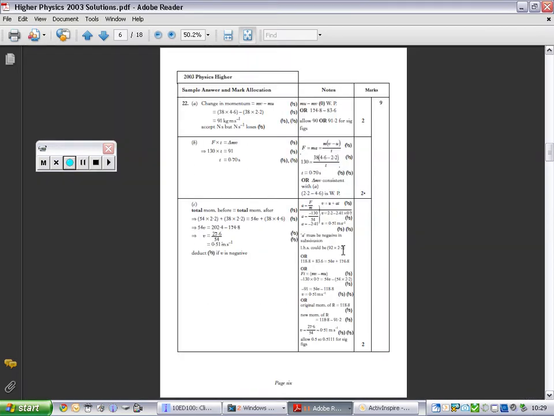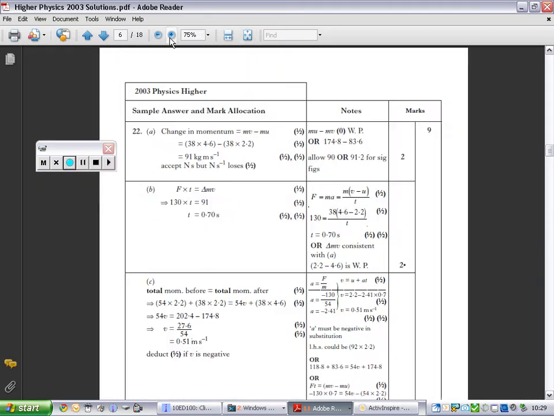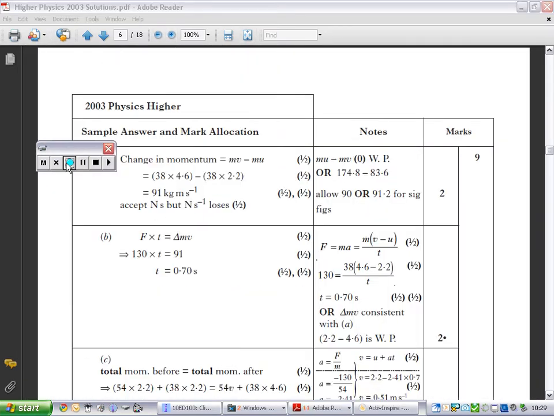2003. Okay, so change in momentum. Your finding should be change in momentum is 91 kilogram meters per second. Except NS, which is Newton seconds, but not newtons per second. Okay, 91 kilogram meters per second. Well, it's rounded to 91. There's only 2 significant figures in the question, so allow for 91.2. The answer is displayed as 91, but you can allow for 91.2.